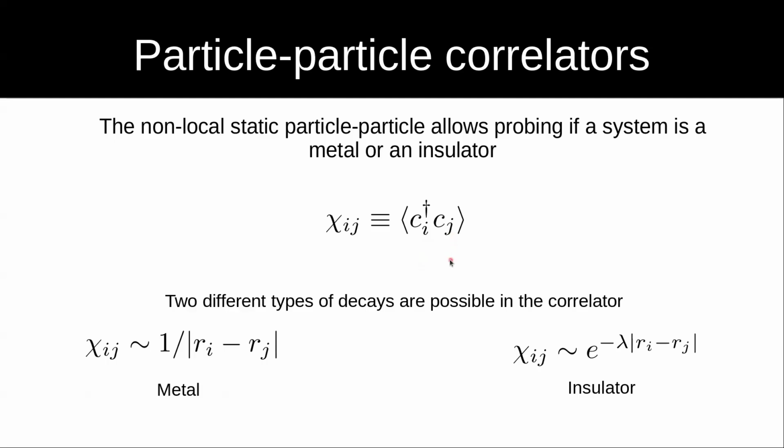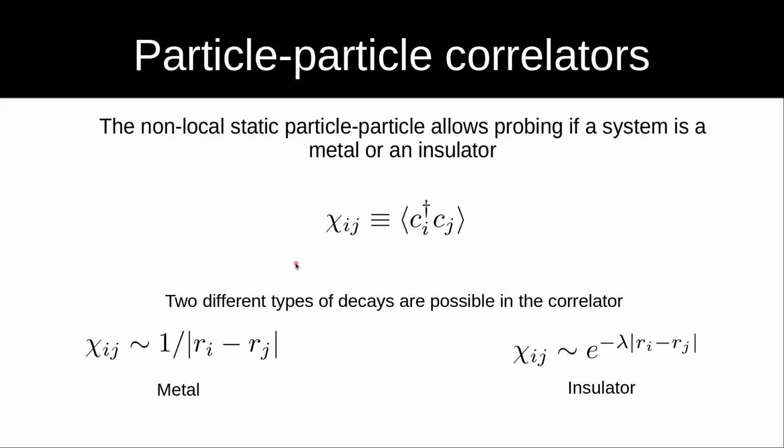If you have an insulator, when you inject a particle inside I, then the probability of seeing it inside J is going to get exponentially suppressed. If you have a metal, there will be some probability to see it inside J. Of course, the further you are, the less probability, but the decrease is going to be much slower than exponential, and in particular, it's going to be a power law. So if you look at the functional form of this object as a function of distance, you can actually distinguish between a metal and an insulator.